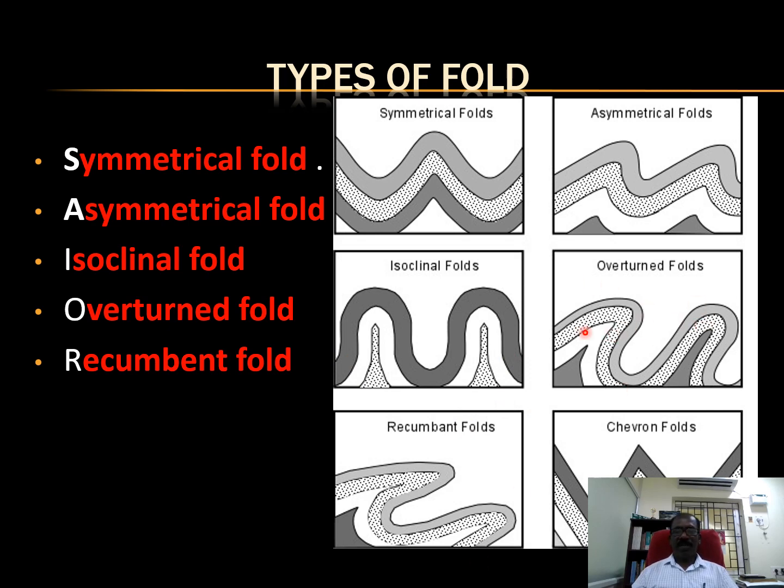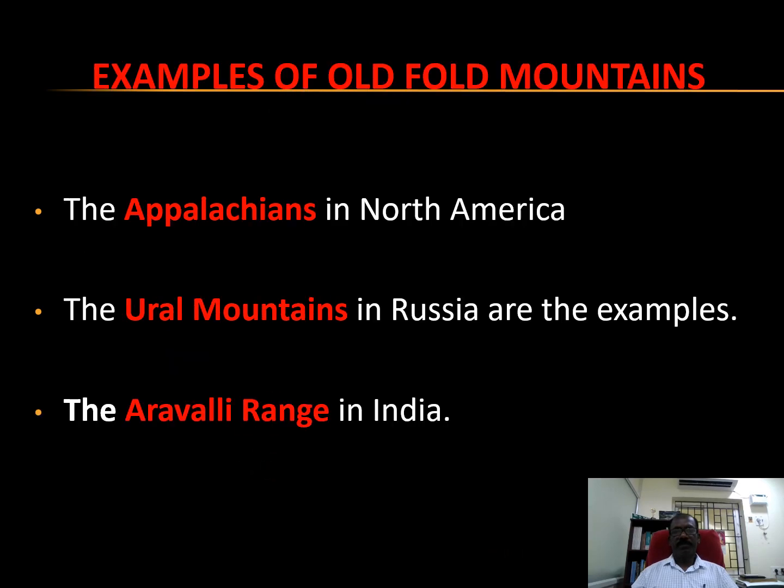Then this is called an overturned fold. The same way, it goes a little deeper. Recumbent fold. This is a recumbent fold. This is like an overfold. Again, it's going on bending like this. So this is how these kinds of folds happen.